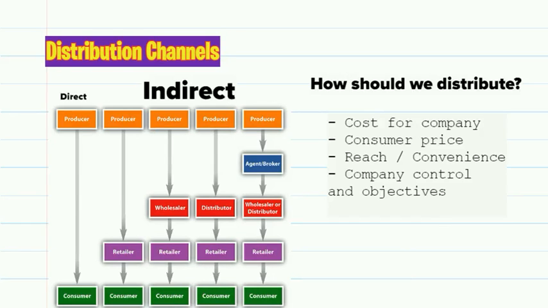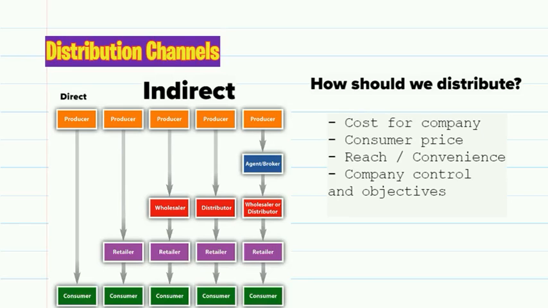So how should companies think about how to distribute? There are a number of considerations, and the first one would obviously be the cost for the company. Probably the most expensive is direct, because you have costs associated with storing and transporting goods and with rent for a storefront. And the least expensive would be for you the most indirect ones. However, this also has an impact on consumer price, because the more intermediaries, likely they each take a margin of profit, which means that each intermediary layer increases the price for the consumer.